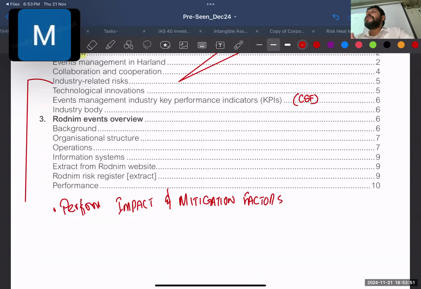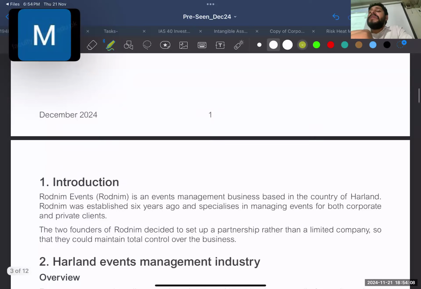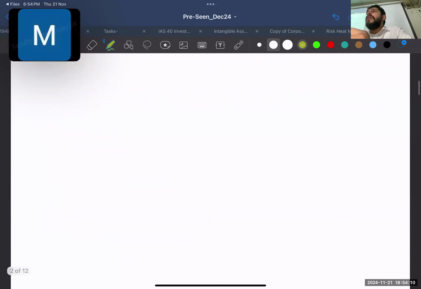So you are very much clear about what a risk register actually should mean, and the performance of the company as well. So let's quickly get into what the industry has to tell us. Now what I'm going to do is use the information given over here, and make some pointers for myself as well.